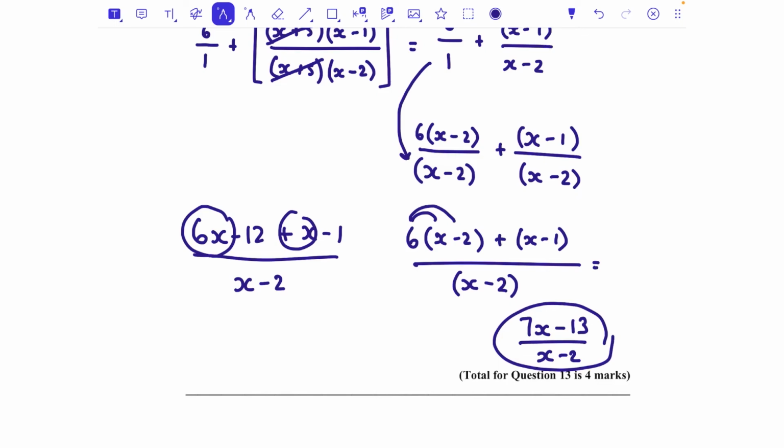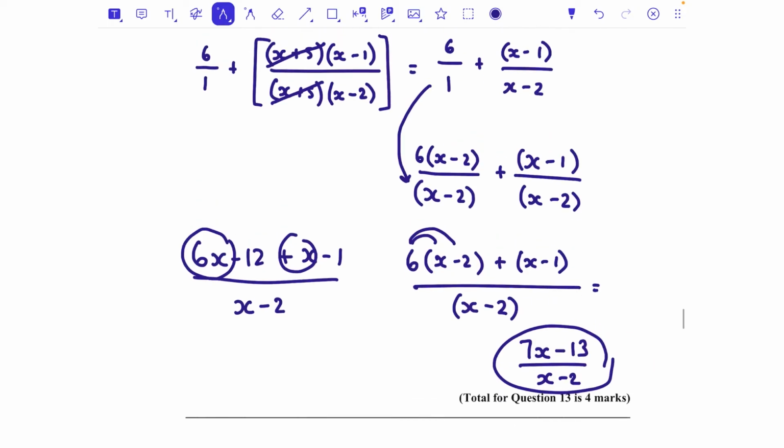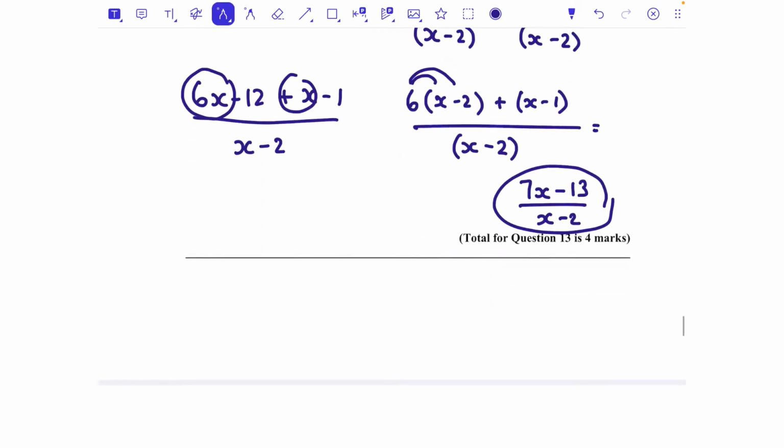Looked really scary, but it was just factorising, dividing by a fraction, and then cancelling everything down and adding your fractions at the end as well, making the denominators the same.